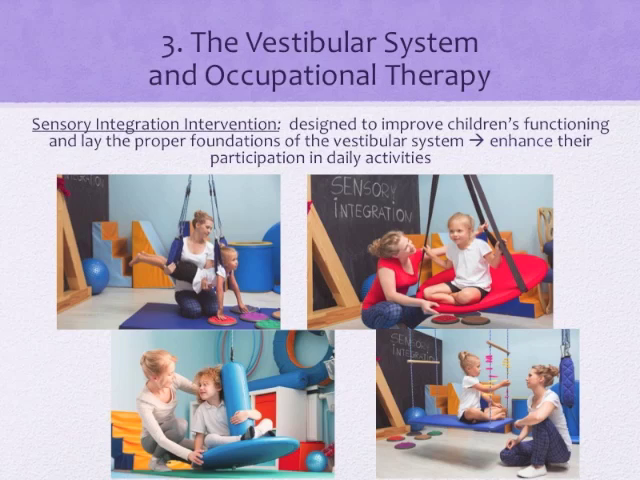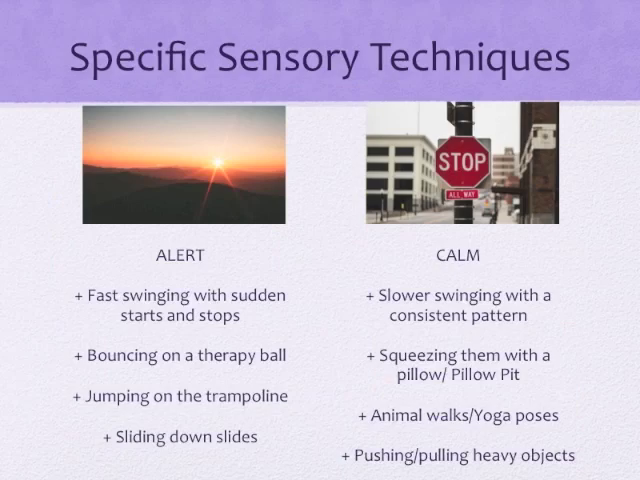OTs use a variety of swings to do this and choose a specific swing for its specific movement and are trained to carefully decide what speed, orientation, and activity they engage the child in. OTs also use specific sensory strategies to support the child's performance in an immediate situation. And these are strategies that you, as a behavior therapist, can use to immediately support the child's participation.